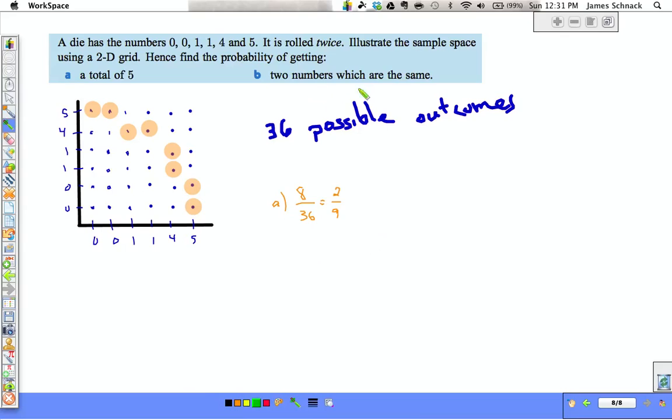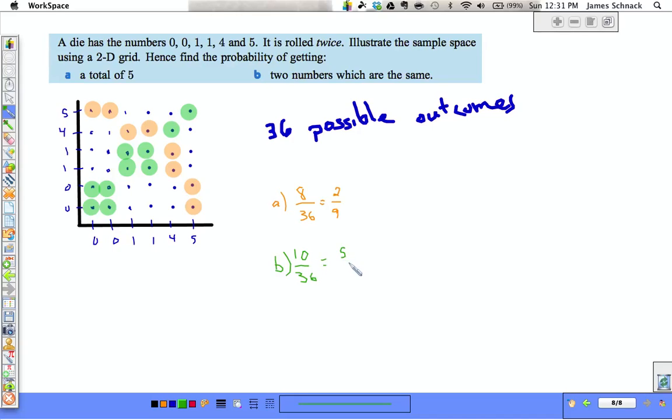Part B, two numbers which are the same. Those four that I just highlighted, those four outcomes, all represent where I roll a 0 on both rolls. Those all represent where I roll a 1 on both rolls. There's a 4 on both rolls and a 5 on both rolls. So this probability for part B is 10 out of 36, which is 5 over 18.